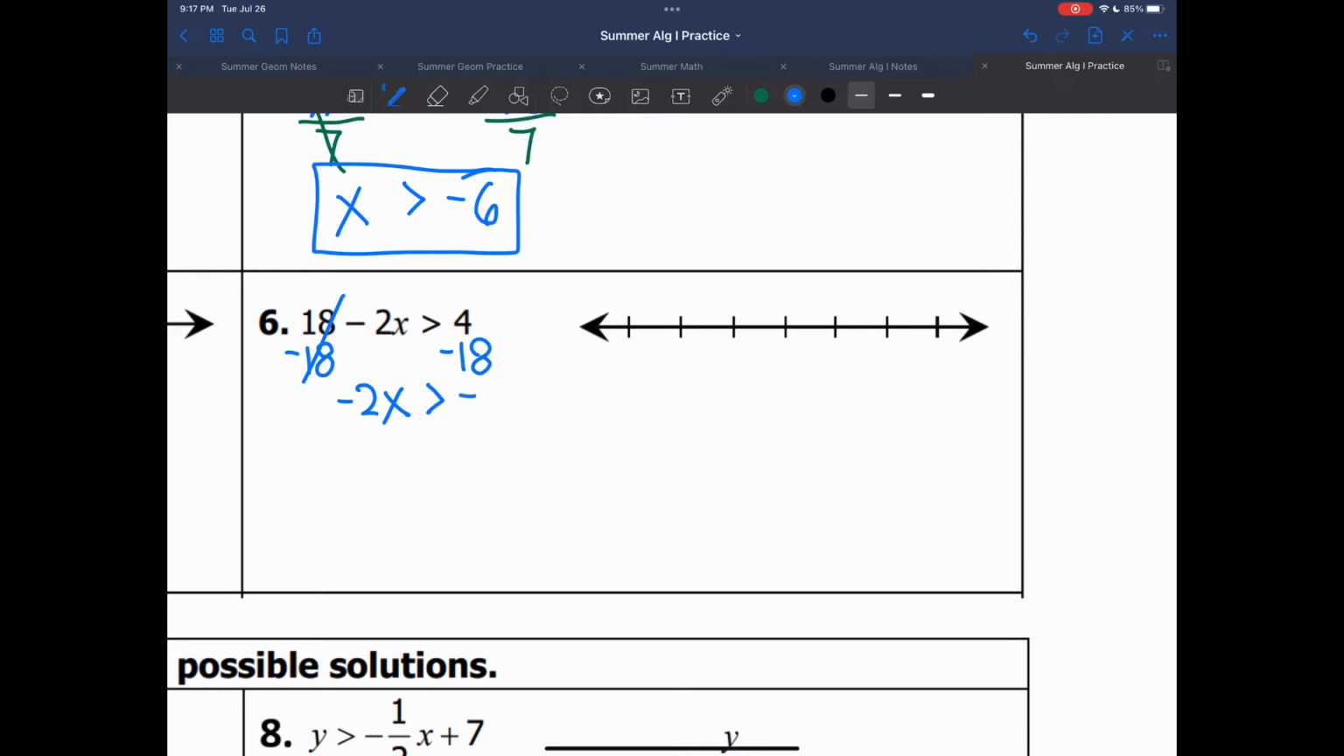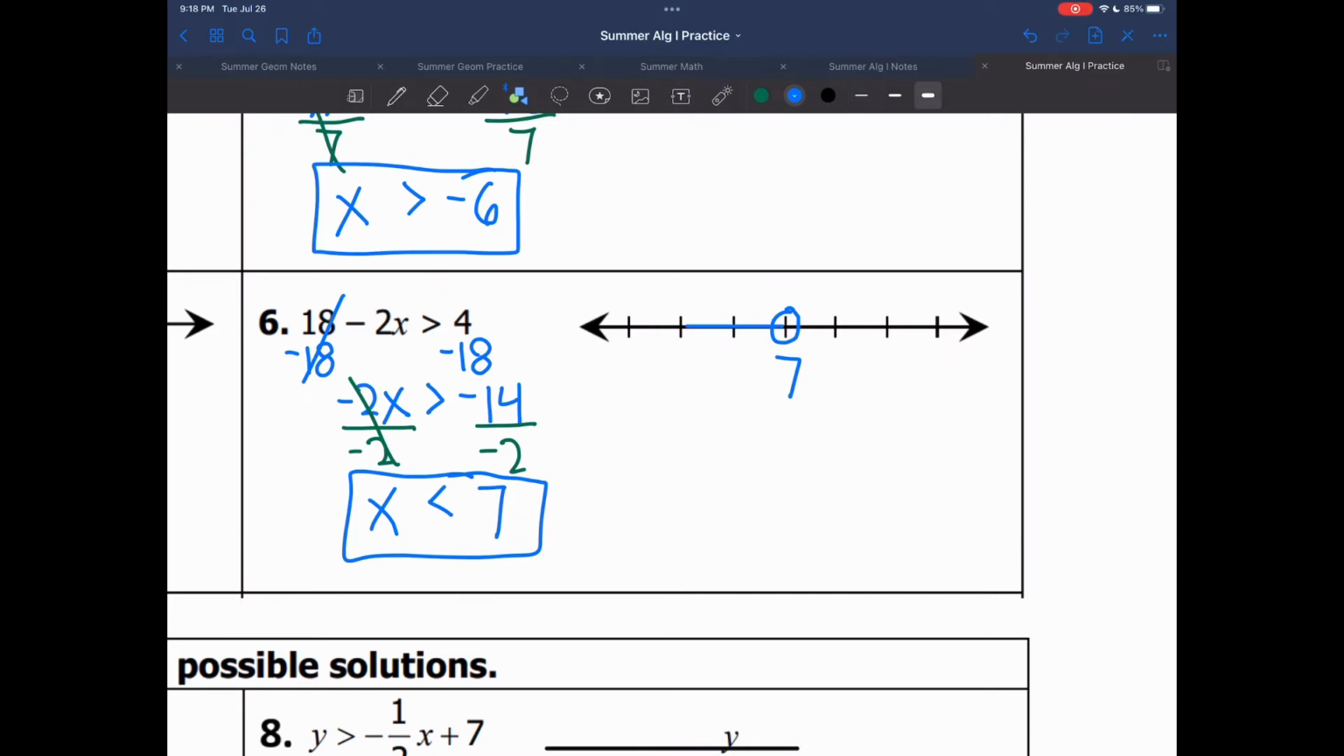That's going to give me a negative 14. And then divide both sides by negative 2. And since it's negative, we do flip our sign. So we get x is less than, that would be positive 7. So we put our 7, we got an open circle on this one, and it's x is less than that number. So we are going to go to the left.